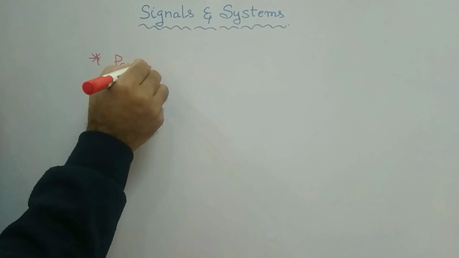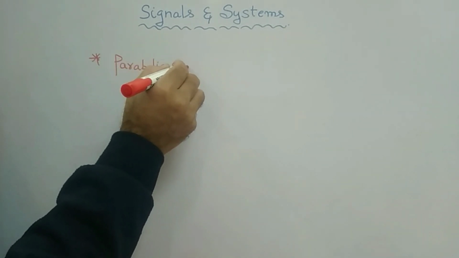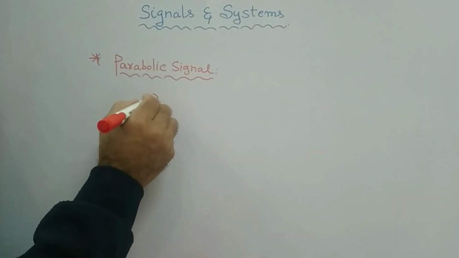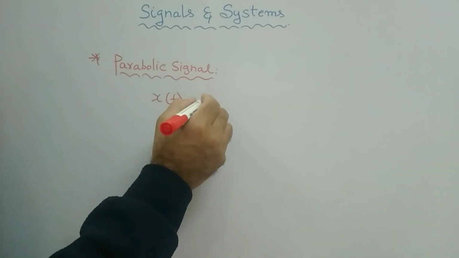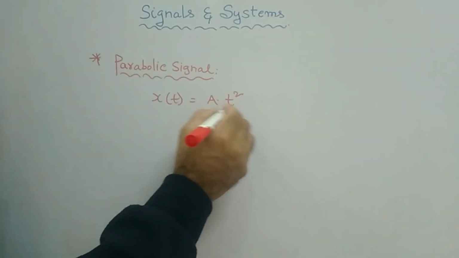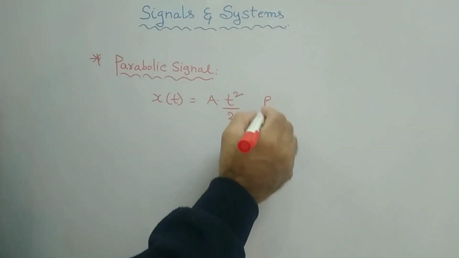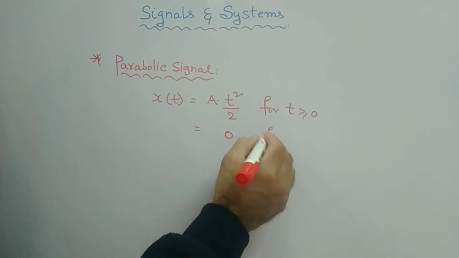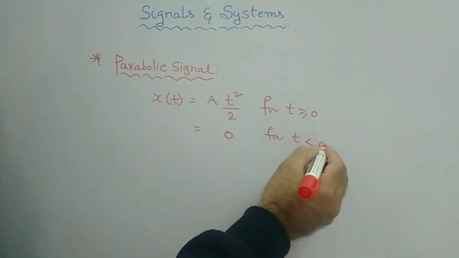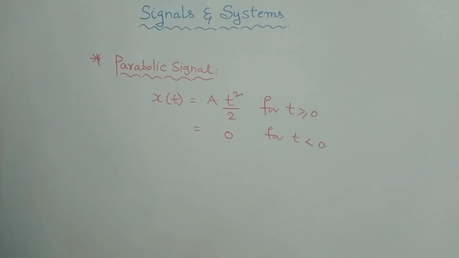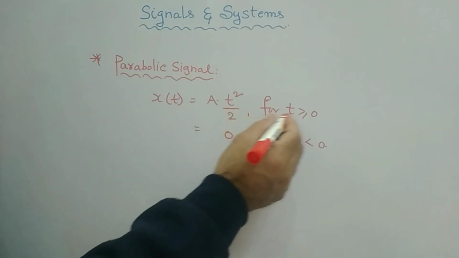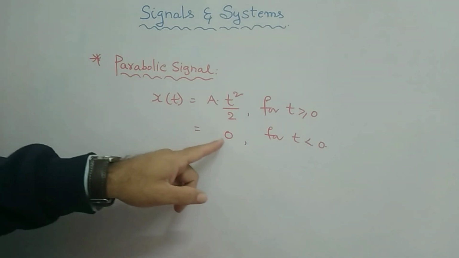Parabolic signal. What is a parabolic signal? A parabolic signal is defined as x of t equal to a times t square by 2 for t greater than or equal to 0, and it is 0 for t less than 0. We have to remember this definition.